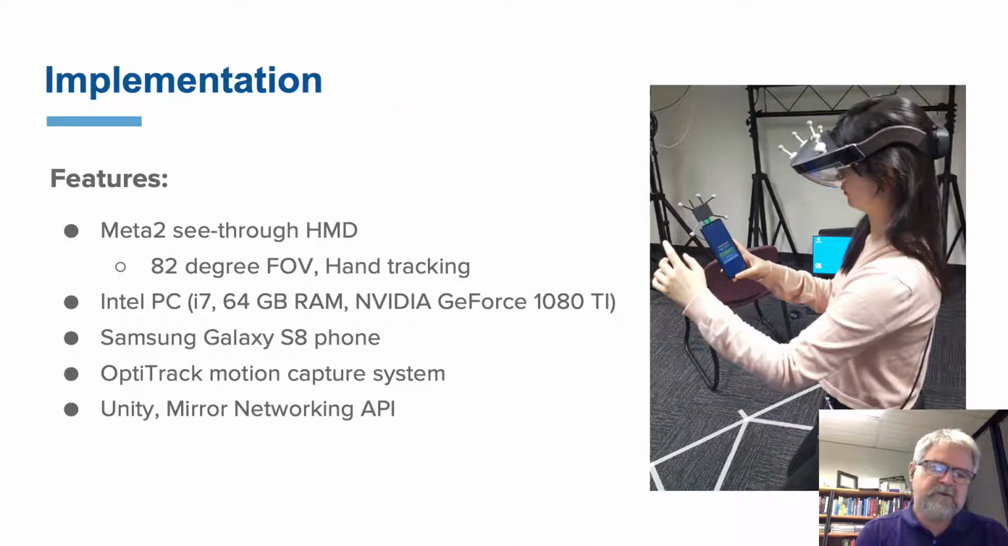This is implemented using a Meta 2 see-through head-mount display that has 82-degree field of view and hand tracking. The Meta 2 is connected to an Intel PC and using the Samsung Galaxy S8 phone. We also use the OptiTrack motion capture system that could track the phone and the head-mount display, and Unity and the Mirror networking API to connect the two together.